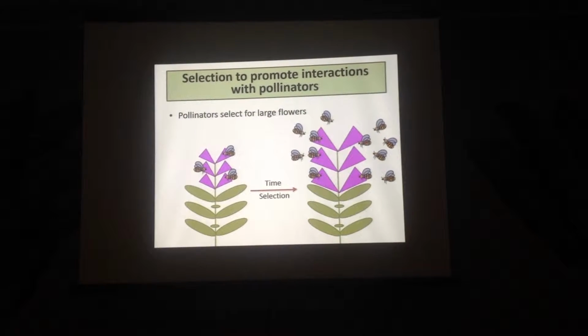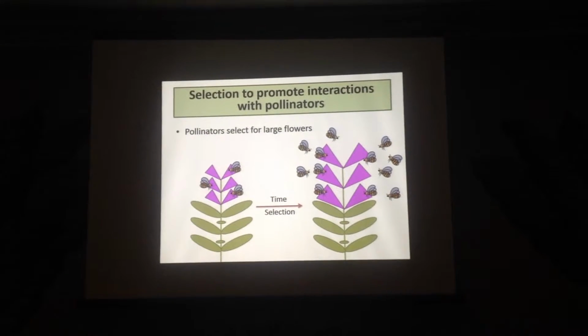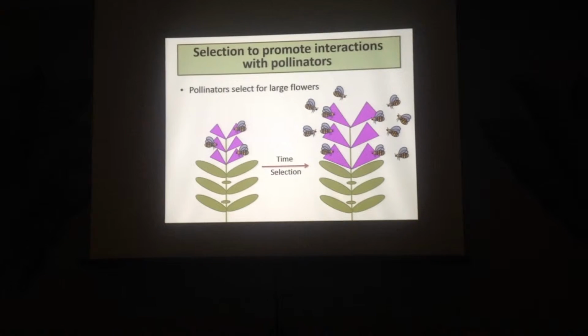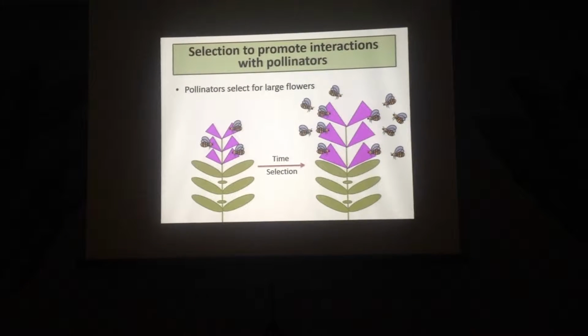Because this relationship is mutualistic, there will be selection to increase the frequency of this interaction. So if a plant has small flowers and there are only pollinators around, given time and selection, a plant may evolve larger flowers to attract more pollinators.